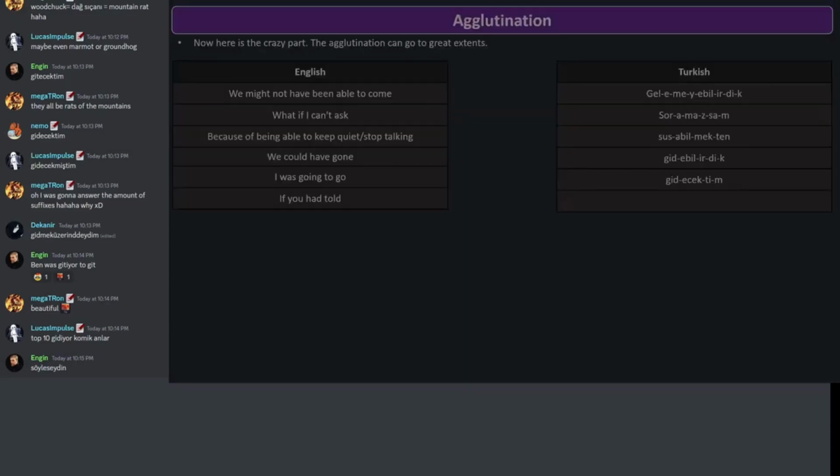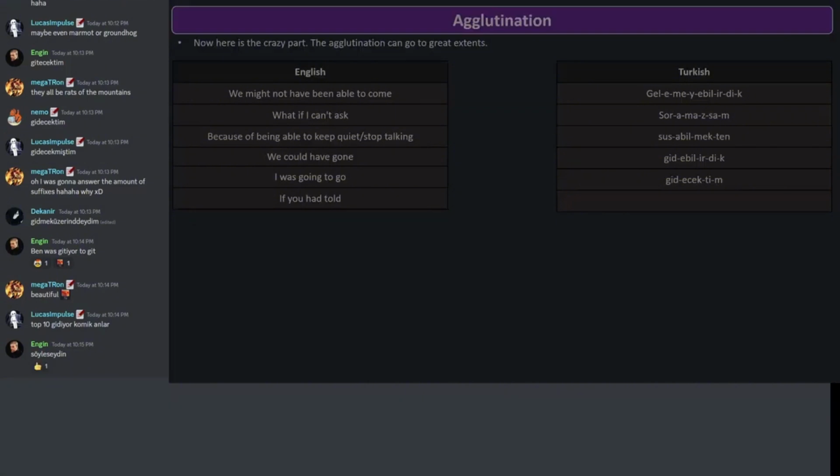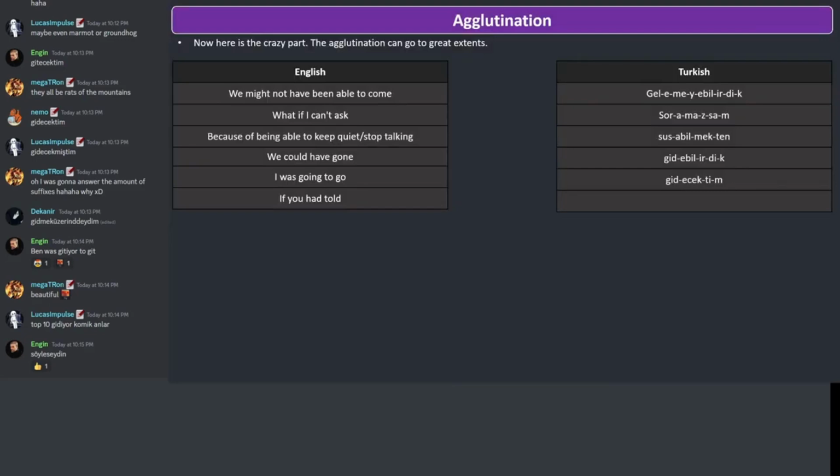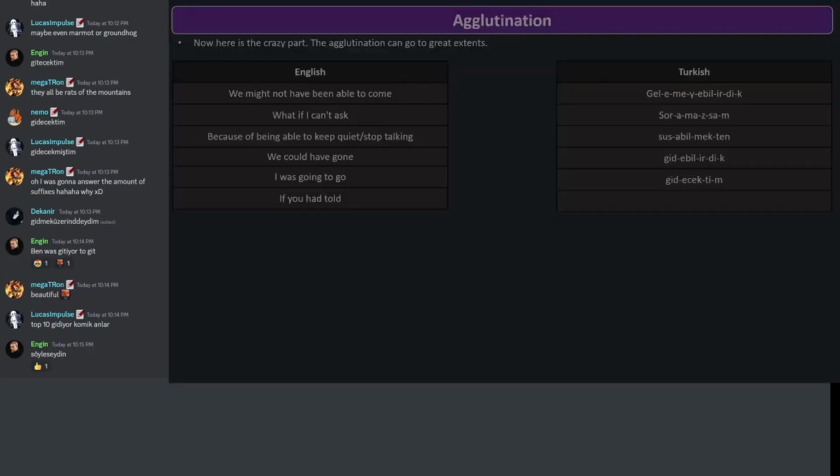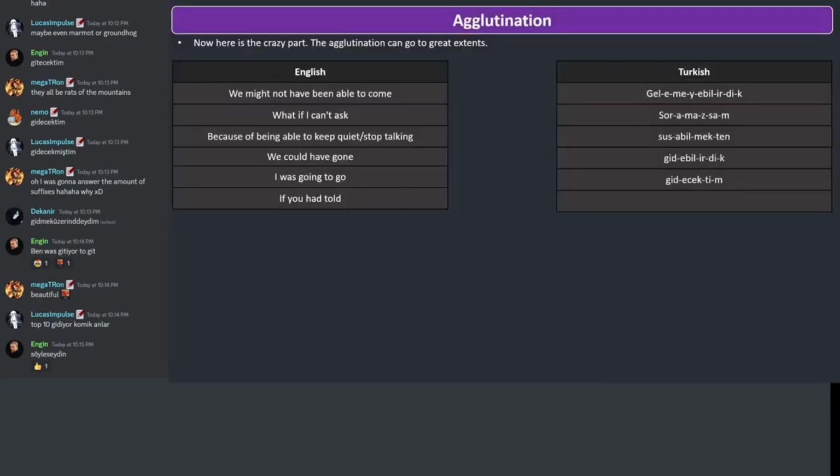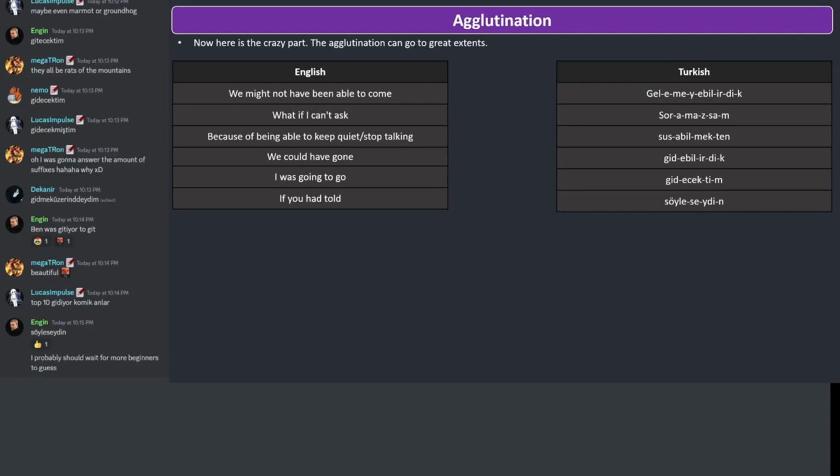How do we say this? And yes, correct. We say söyleseydin. The easy part is se, the same as for wish sentences. We also use it for conditionals. Söyle, this is the root. Seydin. Söyleseydin. Okay, so maybe this is a bit too advanced for some of you.